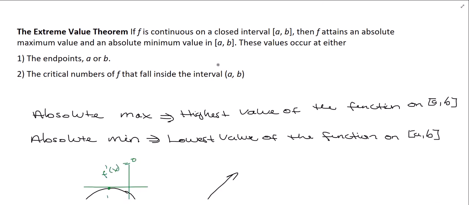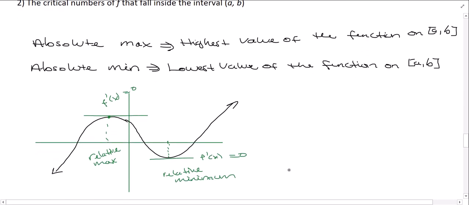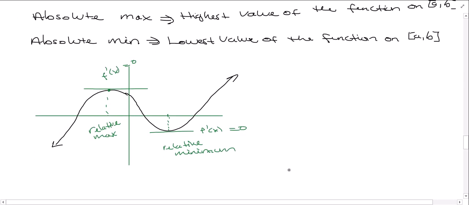So if we have this graph, you can see that when the derivative is 0, we have a relative max or a relative min. So in this case, those are the peaks and valleys as I talked about in the first video. I call them relative max, but they can also be referred to as local. So this could be a local max, or this could be a local min.